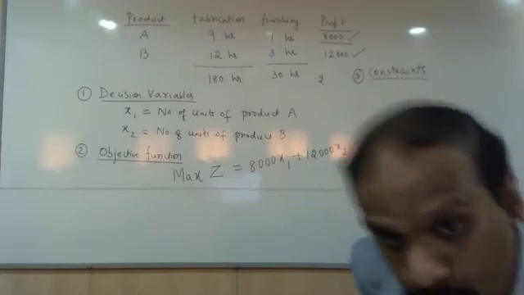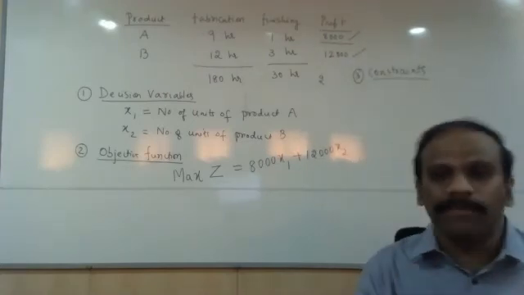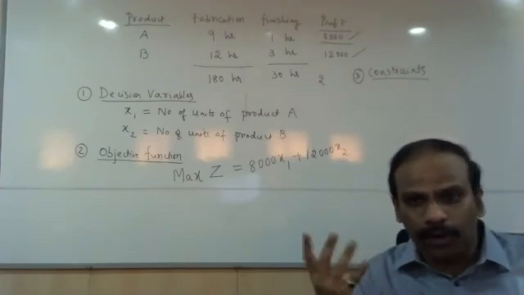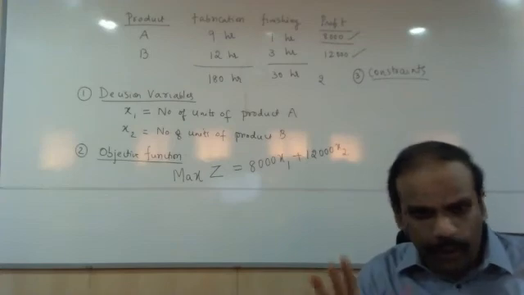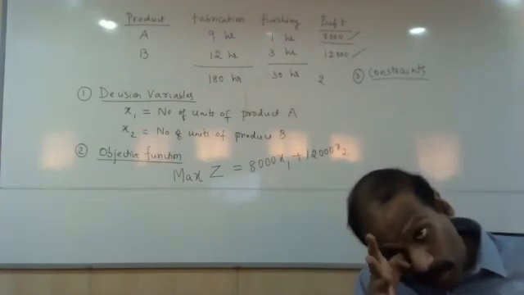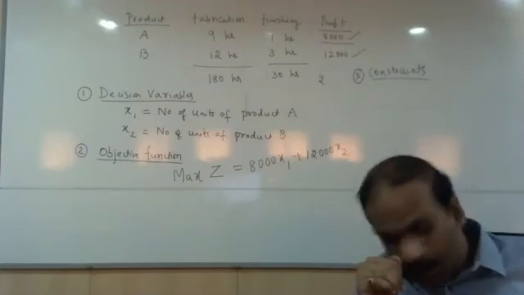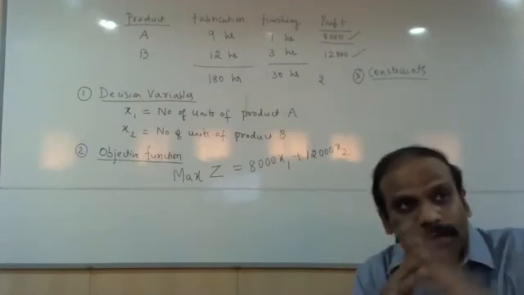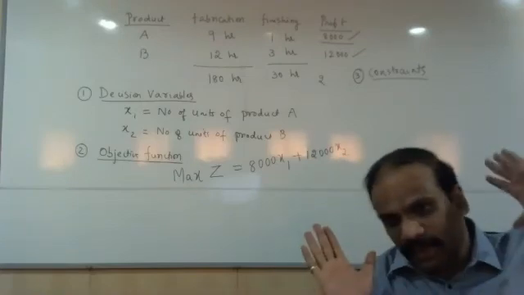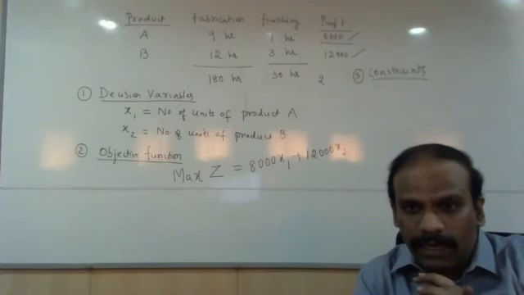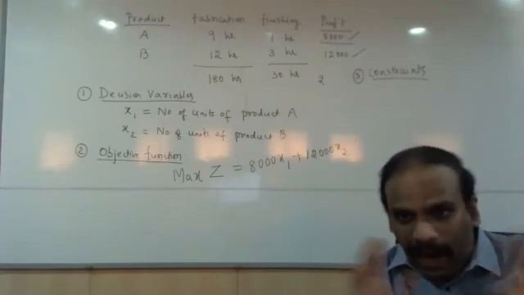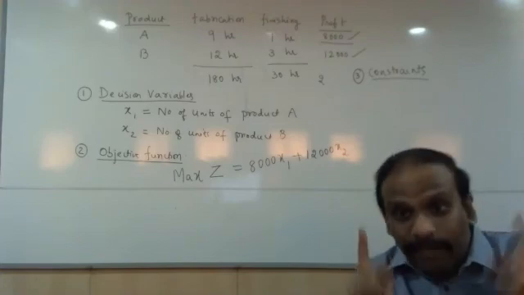If the company wants to make maximum profit, we know that they should produce more number of A and more number of B. Am I right? You all agree with me? Yes or no? Yes, sir. If you are able to increase the number of units of A and B, obviously your profits also will increase. But one problem is there. Just because I want to increase the number of A and B, I'll not be able to do that. Why can't I do that?